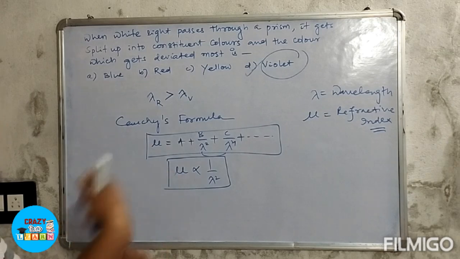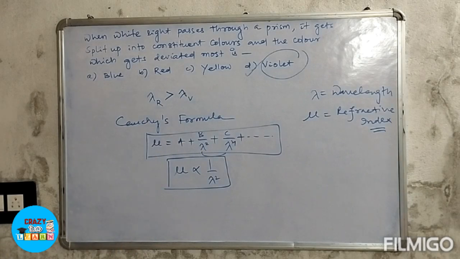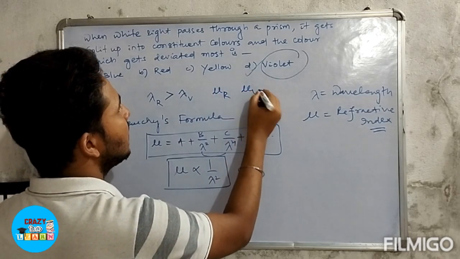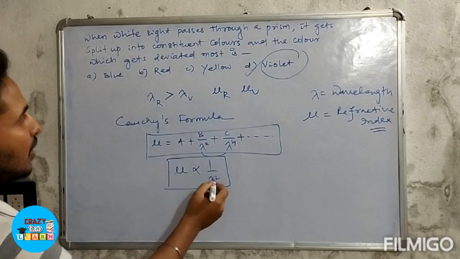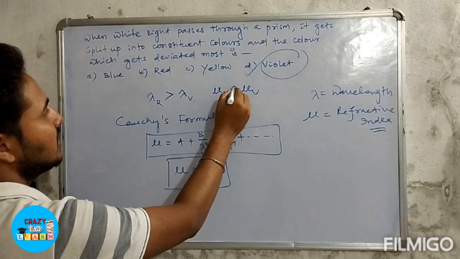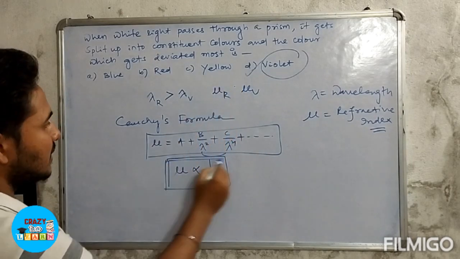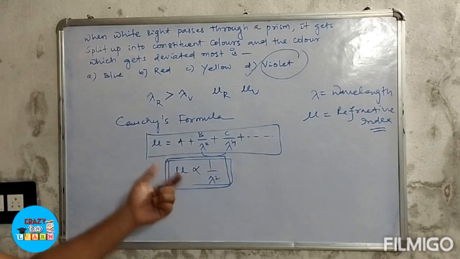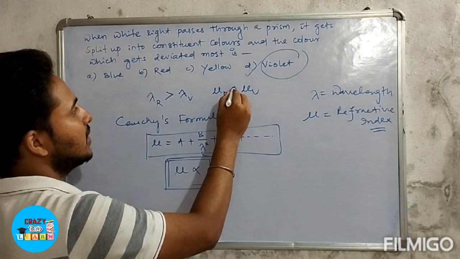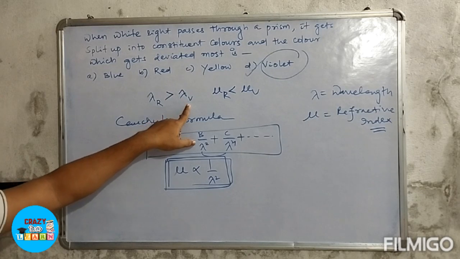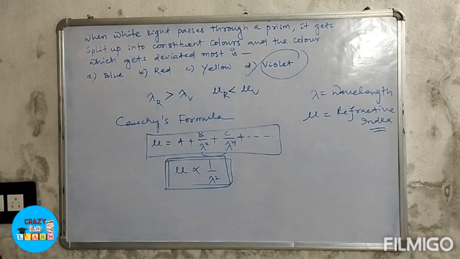In case of mu, what will happen? It will be reversed. So mu R and mu V, what will be the relation? As lambda and mu are inversely proportional, in case of mu it will be changed. If it were directly proportional, then we would put the same sign. As it is inversely proportional, if one decreases, the other increases. So lambda is maximum for red and minimum for violet, but mu is minimum for red and maximum for violet. Clear?